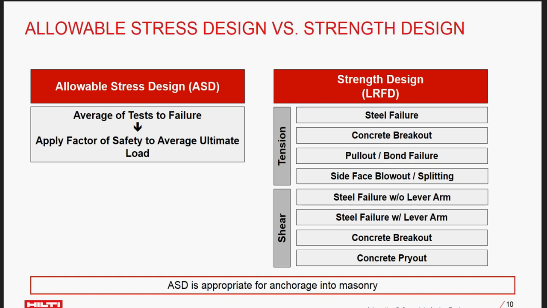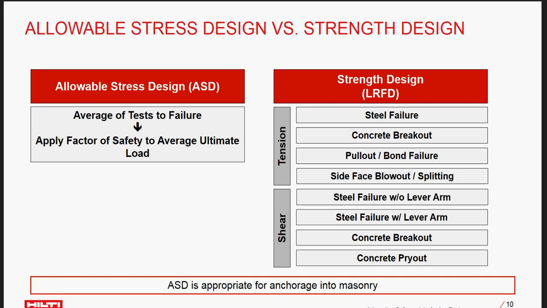Now, as the shift in the IBC went to strength design, you can now see on the right where we're now getting a more analytical approach into the evaluation of anchor systems. With strength design, we are going to be looking at tension and shear, looking again at the steel, the concrete, and the load transfer mechanism failure to create what we call nominal capacities. We then take the minimum of those to create a design strength and then compare against our factored load.